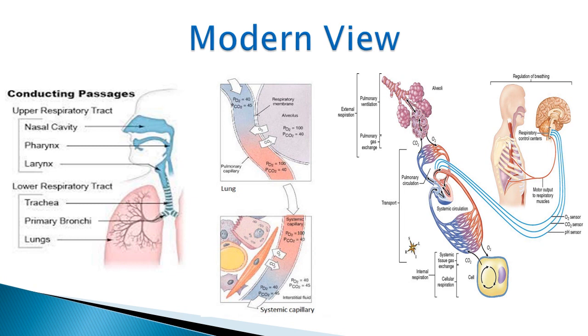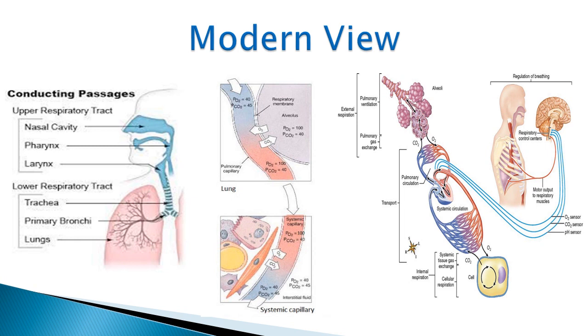So in the systemic circulation, the gaseous exchanges take place between the tissues, either the muscle, the adipose, or whatever tissues are there. In the tissue and between the capillary, the gaseous exchanges take place. That is called internal respiration. The gaseous exchange between the alveoli and pulmonary capillary blood is called external respiration. So that is a concise description of respiration from the modern perspective.